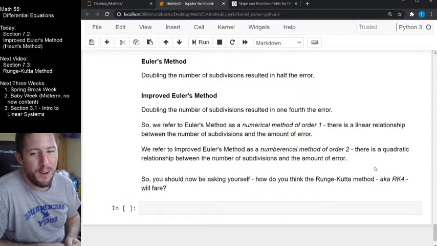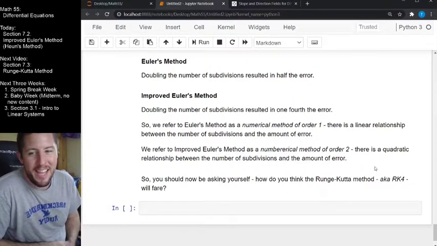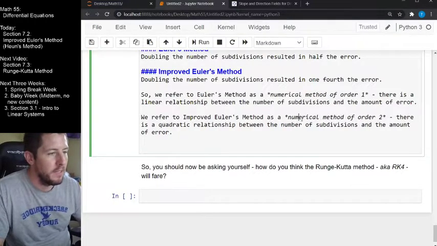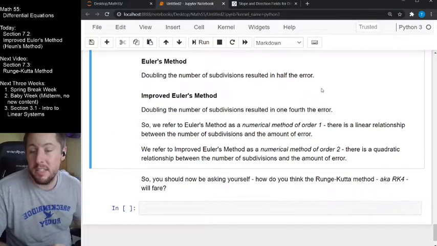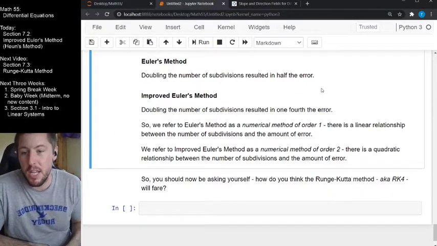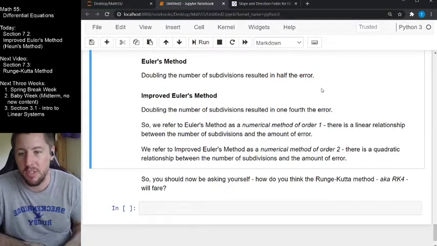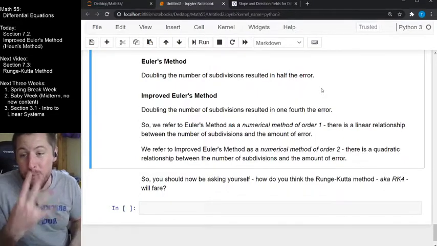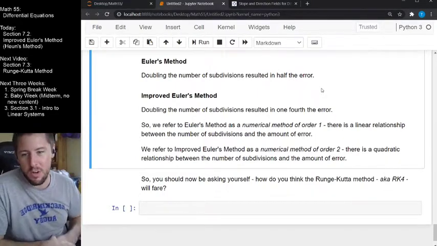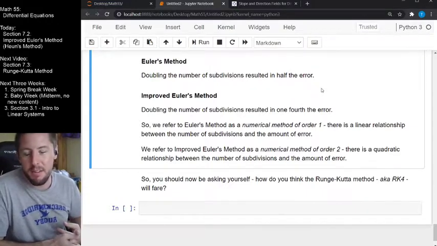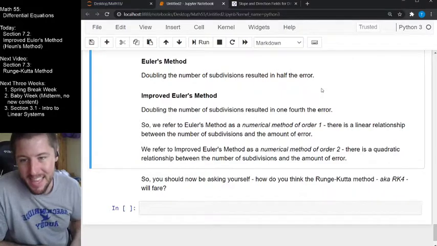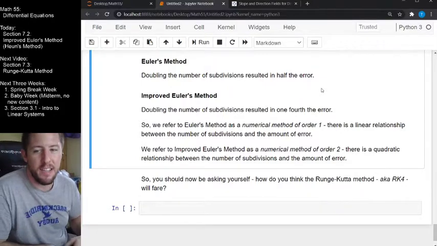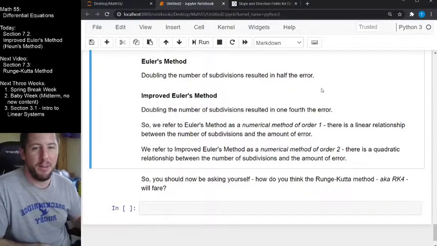So they call the Runge-Kutta method RK4 for a reason, and that has to do with its numerical order. Oh my gosh, I got typing real fast right there. So this is our distinction between Euler's and improved Euler's. It's a linear versus a quadratic relationship with the error associated with the estimates that they produce. And the Runge-Kutta 4 method is going to do even better than that. It's called Runge-Kutta 4 for a good reason, because we're going to have a fourth order relationship. So when we double the number of subintervals, we're going to get only 1/16th the error, because 2 to the 4th is 16. That's what we're going to expect to see when we hit our Runge-Kutta stuff in our next video. So I'm going to wrap it up right here.